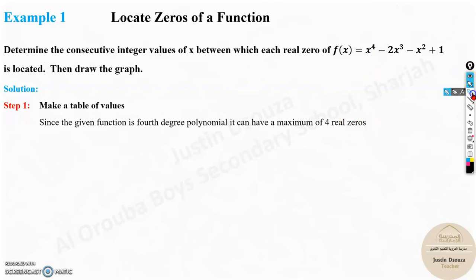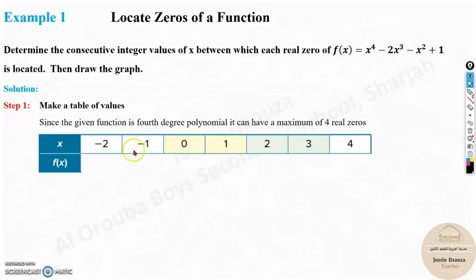If it is, say, x to the power 2, in some cases you will not have any real zeros. If the graph is like this up above, you'll only have imaginary zeros, no real zeros. There is no solution for this. But the maximum number of solutions it can have is only 2. Like this, it will cut only 2 times, not more than that. Now since it's x to the power 4, it can have a maximum of 4, but it may be less than that as well. Okay, so now we will make a table of values.